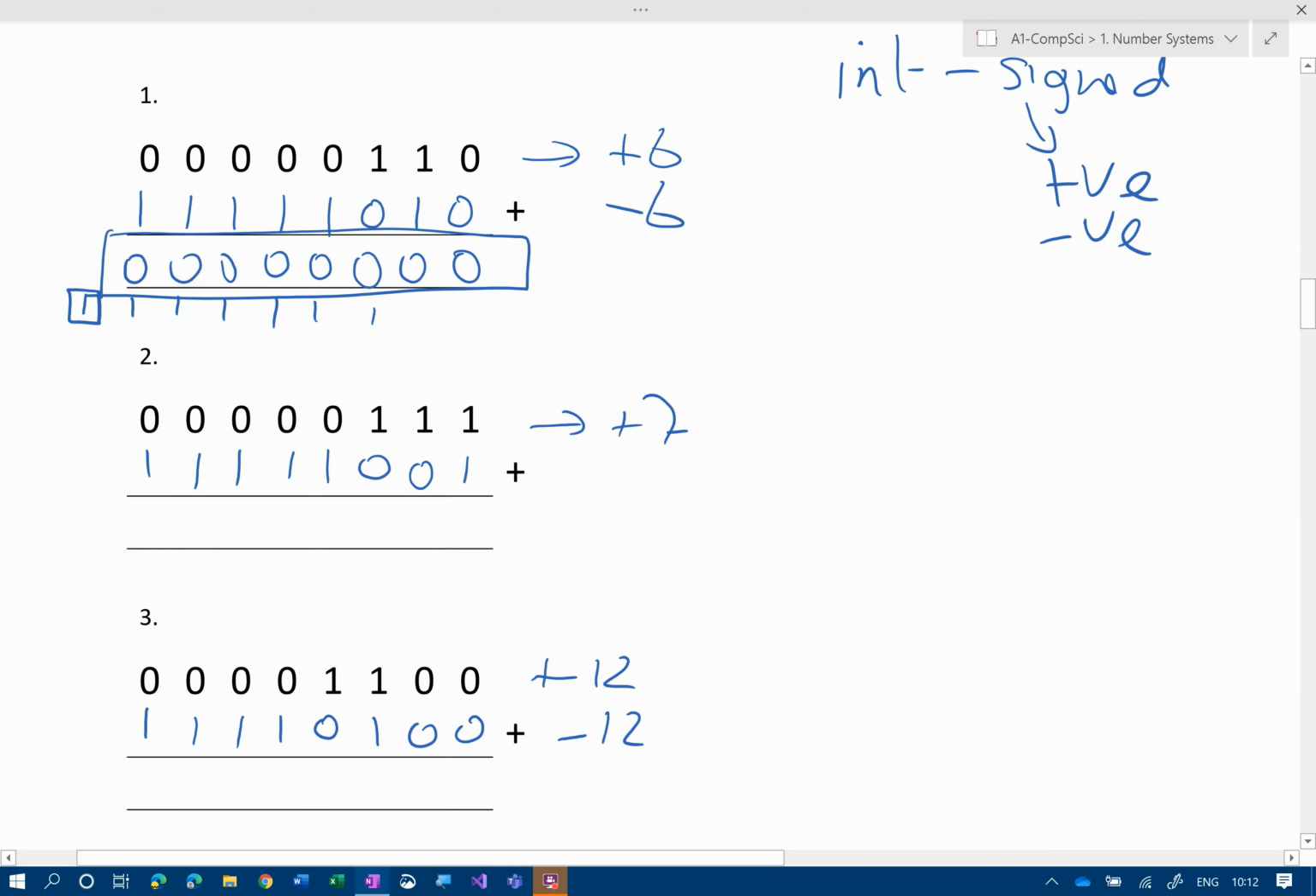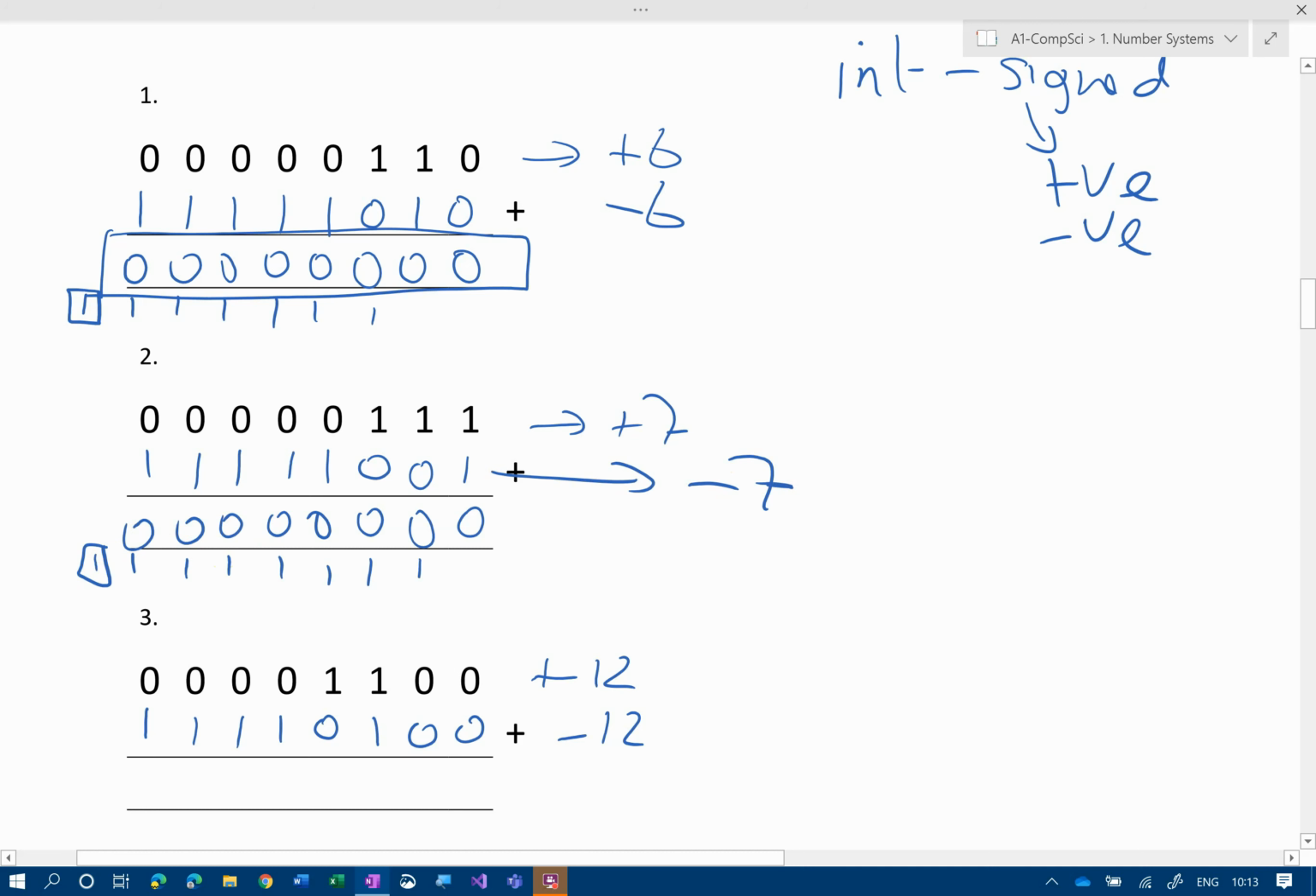Now that would also work for this one. So 1 plus 1 is 0 carry 1, 1 plus 1 is 0 carry 1, 1 plus 1 is 0 carry 1, and it's going to go like that. And that bit falls off the end. So you can see there that that's it. So that is -7.